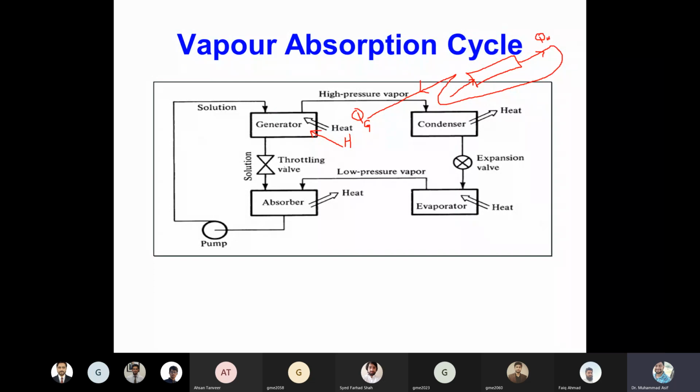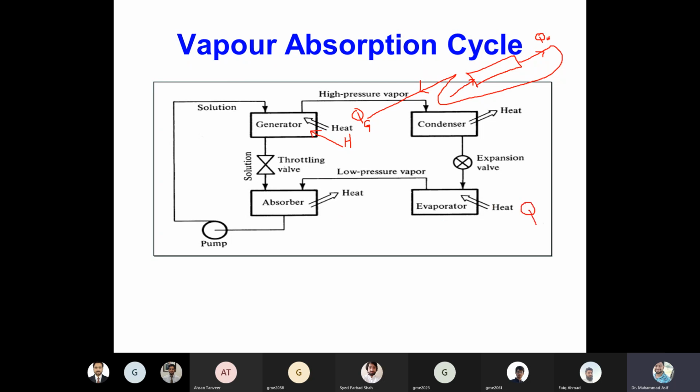In a similar fashion, we have to evaluate the system, because the generator is integrated with all of the other components: the absorber, evaporator, and condenser. So that's why we have to analyze each component, and then we can determine the input requirement. Once you have calculated the input requirement and output requirement, the output is basically the heat absorbed. Our objective is to produce cooling, and that cooling is produced in the evaporator.